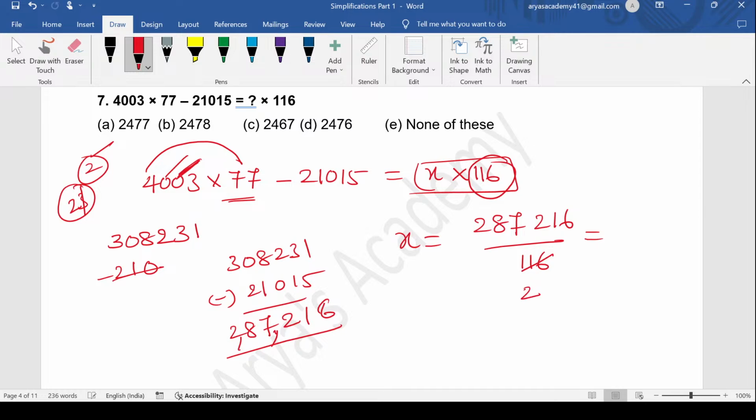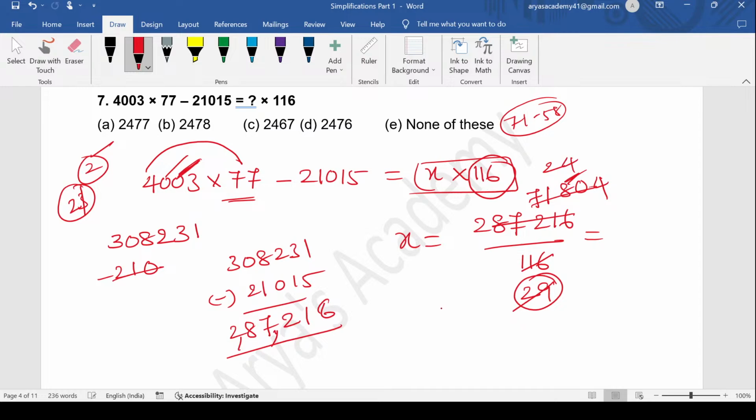4 twos are 8. 4 nines are 36. 4 sevens are 28. 4 ones are 4. 4 eights are 32. 4 fours are 16. So 29 is a prime number, so it doesn't go in any table. So you have to cancel with 29 only. If you know the 29 table or not, you have to cancel only with 29. So 29 will go 2 times. 29 twos are 58. So out of 71, if 58 is gone, how much will be left? 13. So here 8 is there. So it becomes 138.